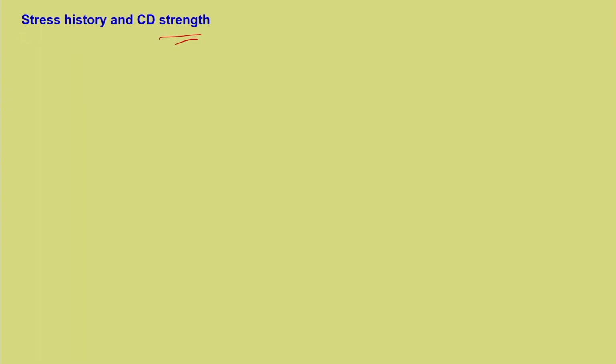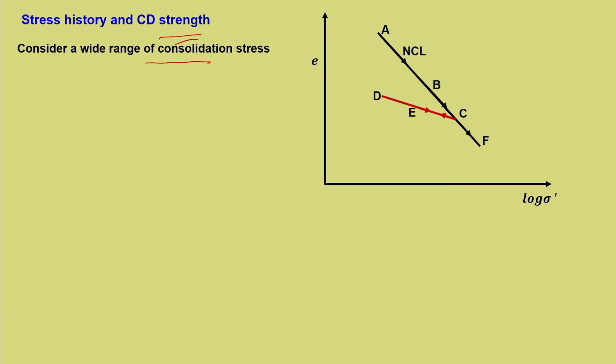Now stress history and CD strength. Consider a wide range of consolidation stress. Let us show it in the form of the consolidation curve, e versus log sigma dash. This we have already discussed before. Now point E is on the reloading line, which means that from this particular point C, it is unloaded to D and then it is reloaded to C. So first C to D happens, and then from D it comes back to C, and E is on that unloading curve.